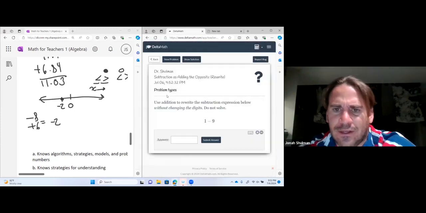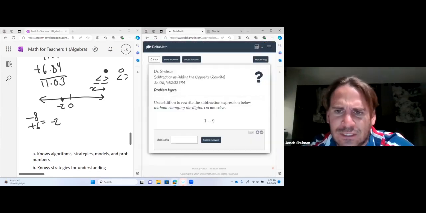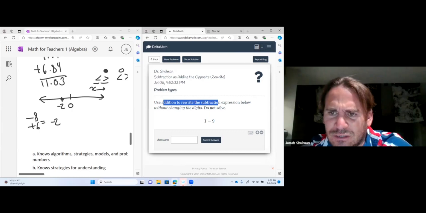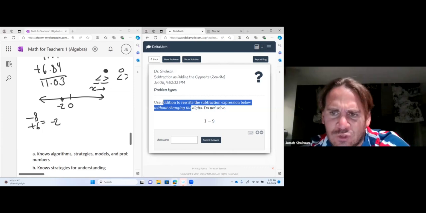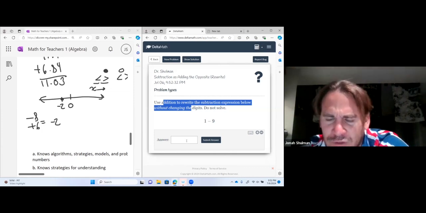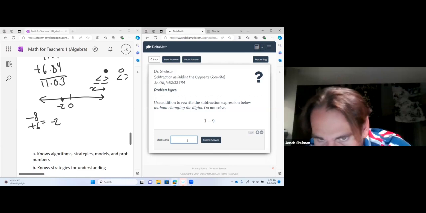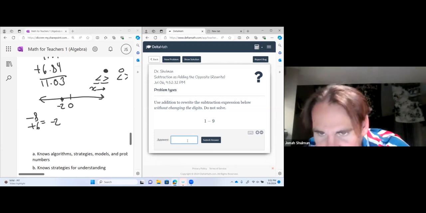All right. Here we go. Use addition to rewrite the subtraction expression below without changing the digits. Do not solve. All right, so how can we use addition to rewrite this?